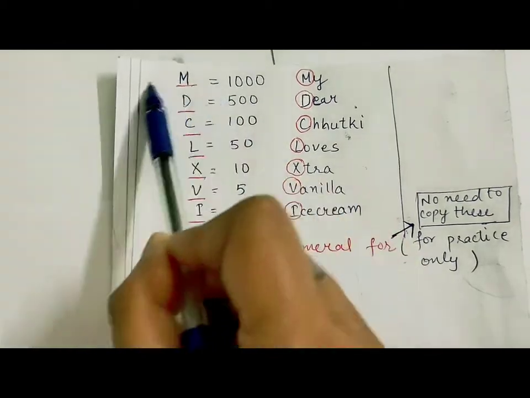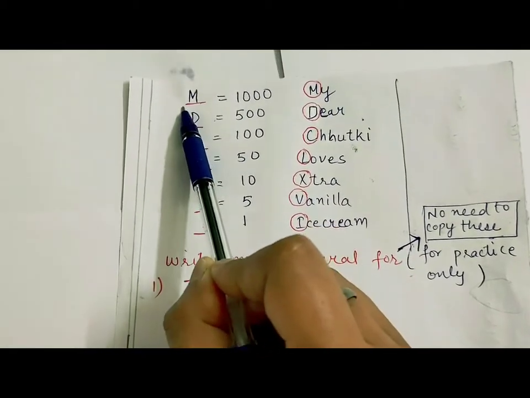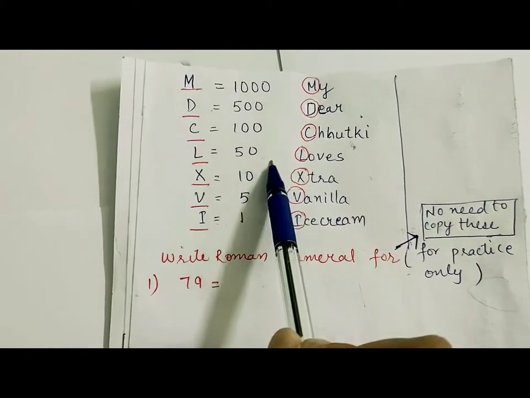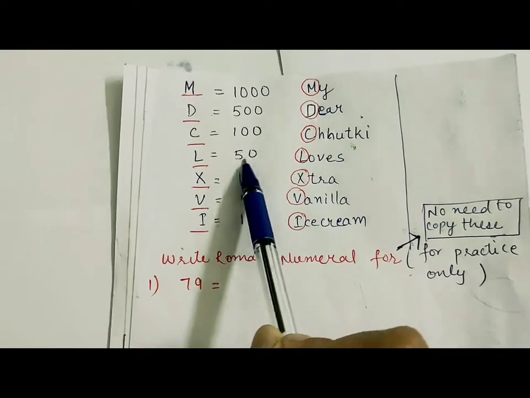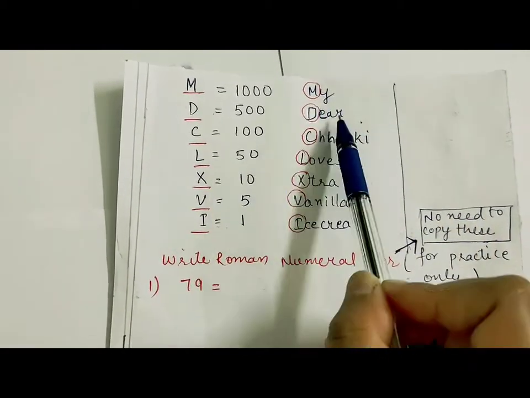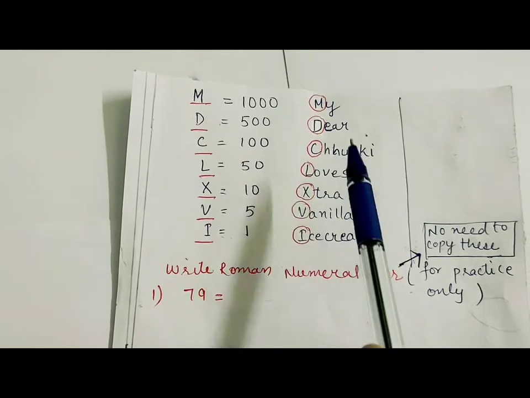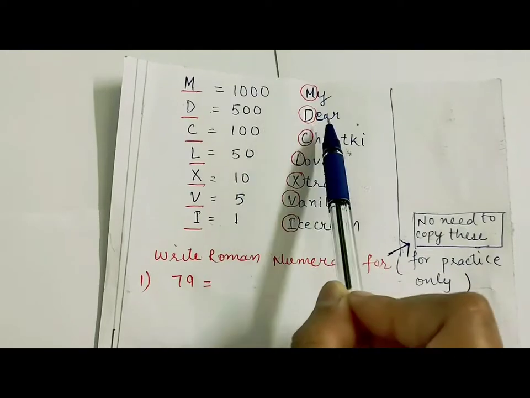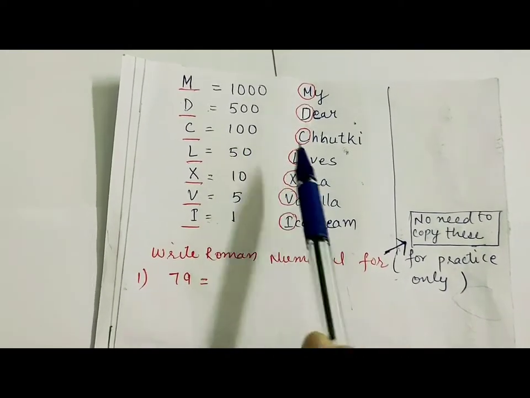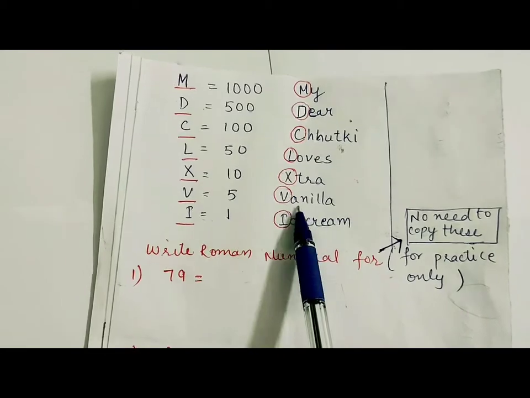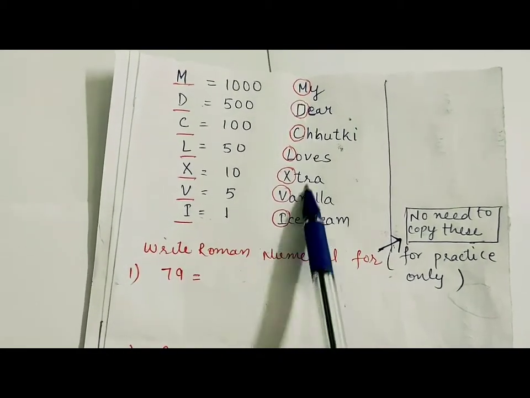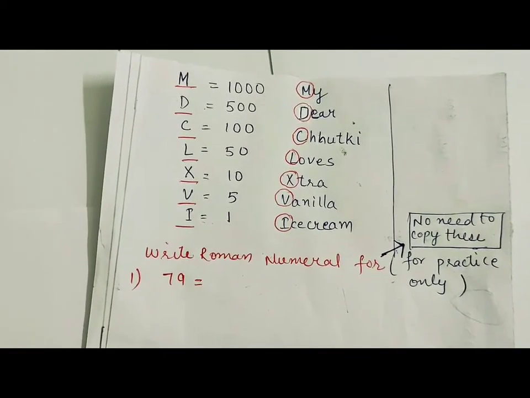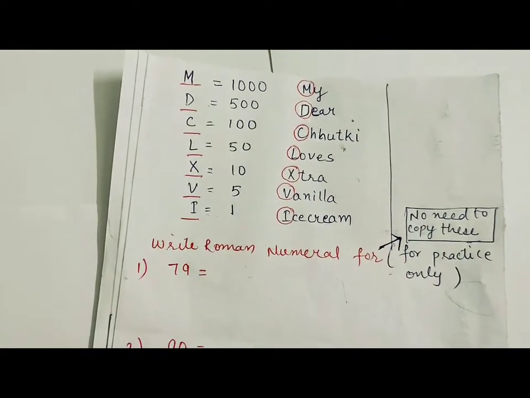Now, let us learn a method to remember. It's an idea only to remember that M is 1000, D is 500. Many students are confused about which alphabet represents which number. So I'm giving you a methodology. That is: My dear Chutki loves extra vanilla ice cream. M 1000, D 500, C 100, L 50, X 10, V 5 and I 1. So, the first letter of each. You remember this, and you can remember these values.